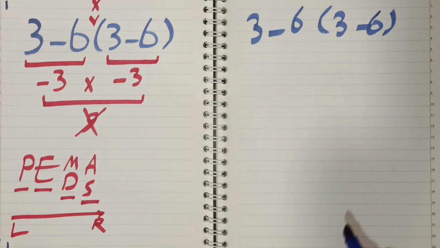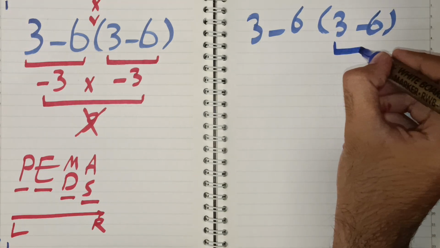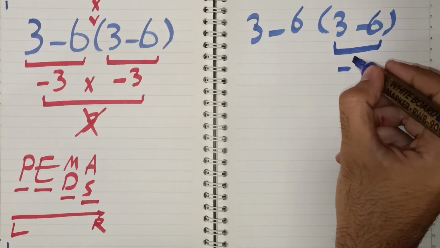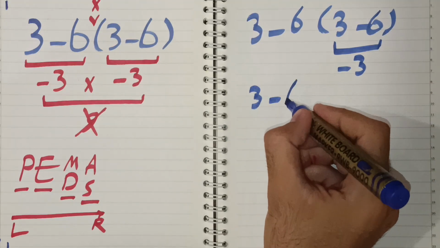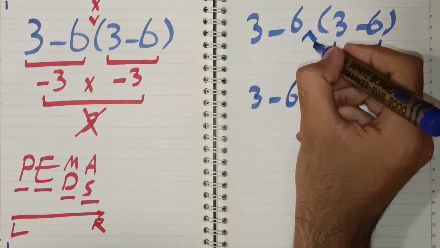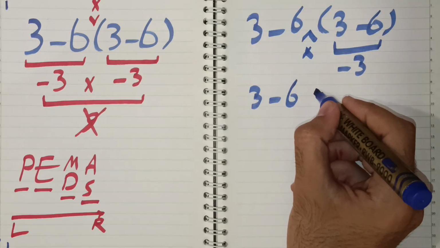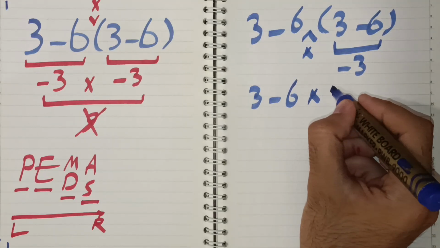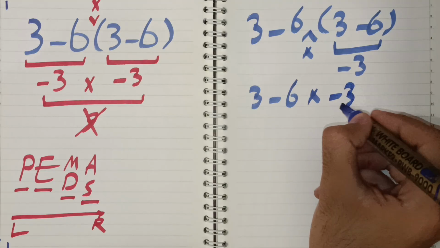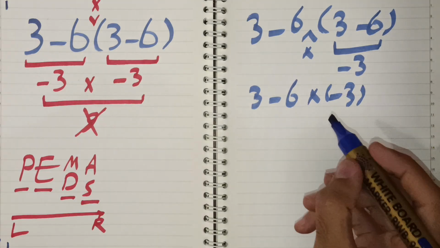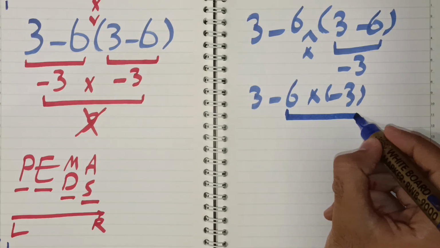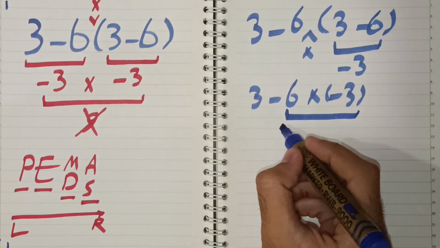we have to do the parentheses first. 3 minus 6 equals negative 3. So we have 3 minus 6. Here we have multiplication. Multiplication by minus 3. So according to PEMDAS, first we have to do this multiplication and then this subtraction.